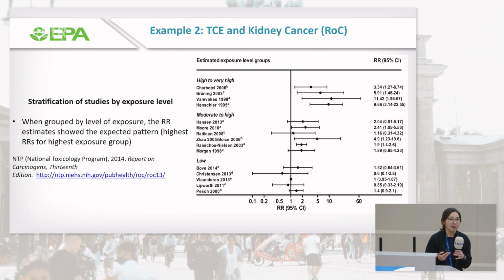And of course, this is not always true, but in many cases, if you have more of something harmful, you have more of the disease or more of the bad outcome. And you can see that expected pattern does seem to show up here, where the studies that had higher levels of exposure had higher relative risks compared to the studies that had lower levels of exposure.